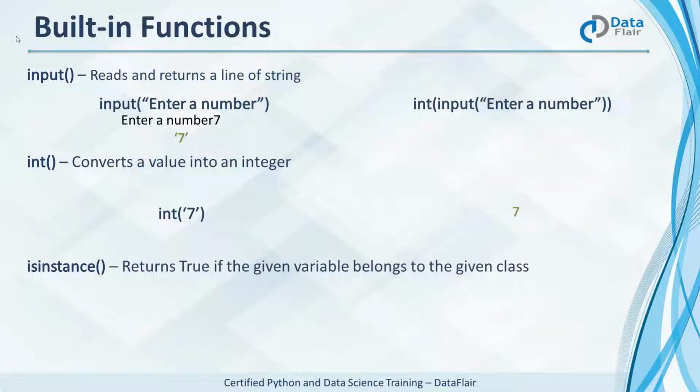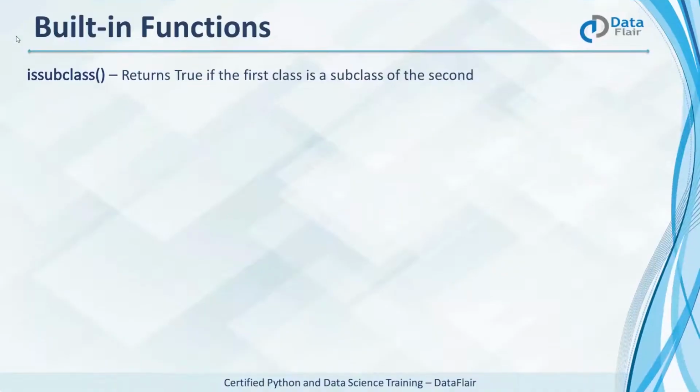Isinstance tells us whether a variable belongs to a class. 0 is not an object of class string, but orange is an object of class fruit. Issubclass tells us whether a class is a subclass of another. Fruit is a subclass of itself.